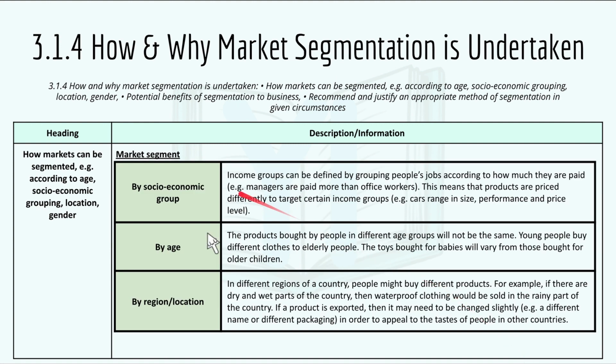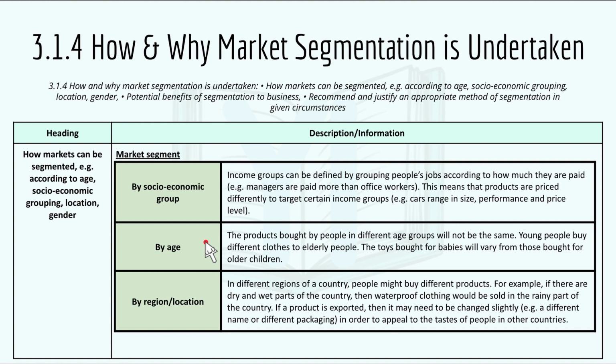Then we have some different groups of market segment. Number 1, by socio-economic group. Social and economic is combined. Income groups can be defined as grouping people's jobs according to how much they are paid. For example, managers are paid more than office workers. This means that products are priced differently to target certain income groups. For example, cars range in size, performance, and price level.